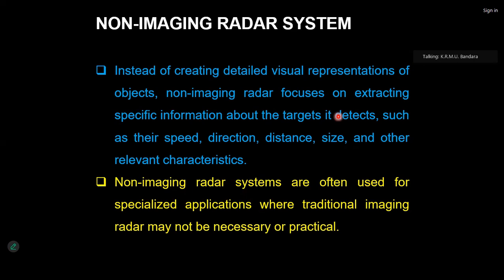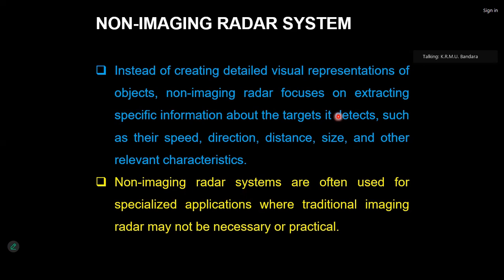Then after detecting the object, you can find out whether the object is coming in the antenna direction or going away from the antenna direction, or going in some other direction. What is the speed? Everything they can calculate. They are not producing any map. This is called non-imaging radar.